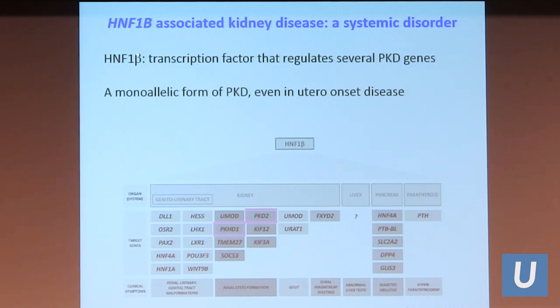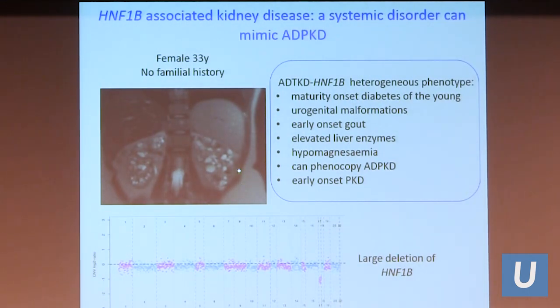Another gene that's been described as an ADTKD gene, HNF1 beta, is a transcription factor that regulates many PKD genes, including PKD2 and PKHD1, as well as UMOD. The presentation in some cases can look very similar to ADPKD. A lot of these mutations are full deletions of the whole gene, but there's a whole range of other phenotypes that can be seen in these cases. In fact, there's a great deal of variability in how the disease presents, but occasionally it can mimic ADPKD.